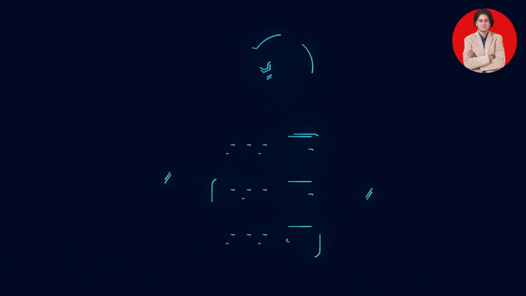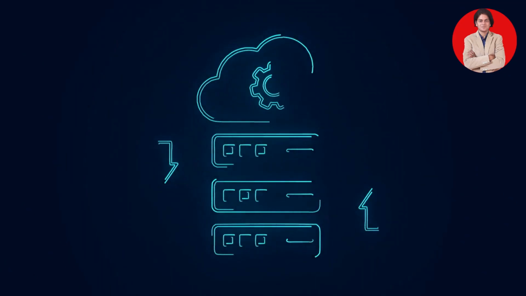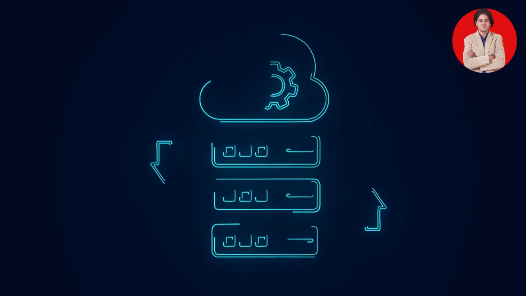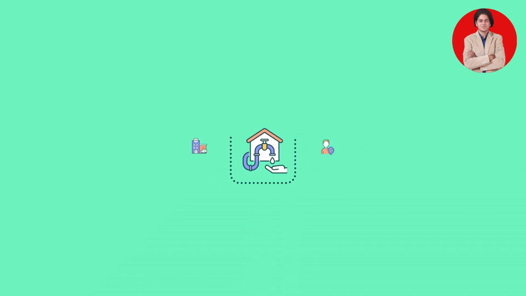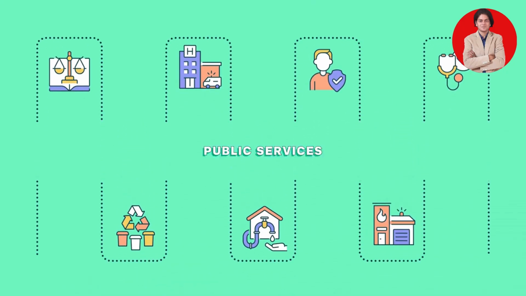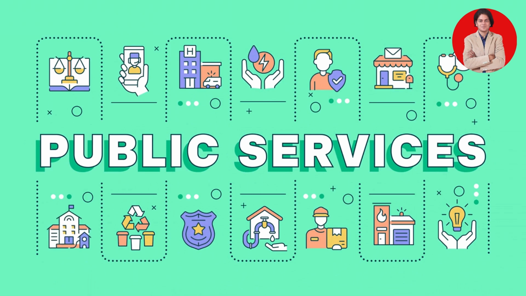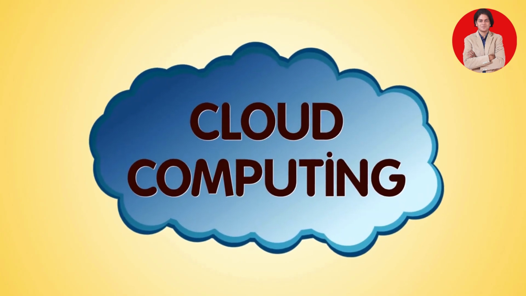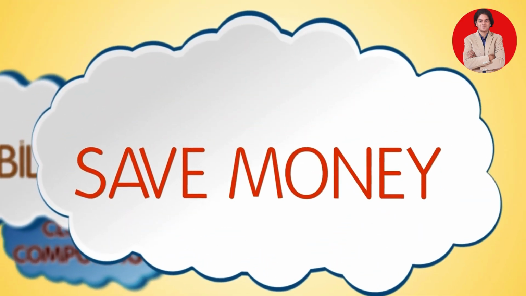Deployment models. Cloud computing can be deployed in different models, depending on the specific requirements. Public cloud. The public cloud is owned and operated by a third-party provider and made available to the general public. Public clouds offer scalability, cost-effectiveness, and high availability.